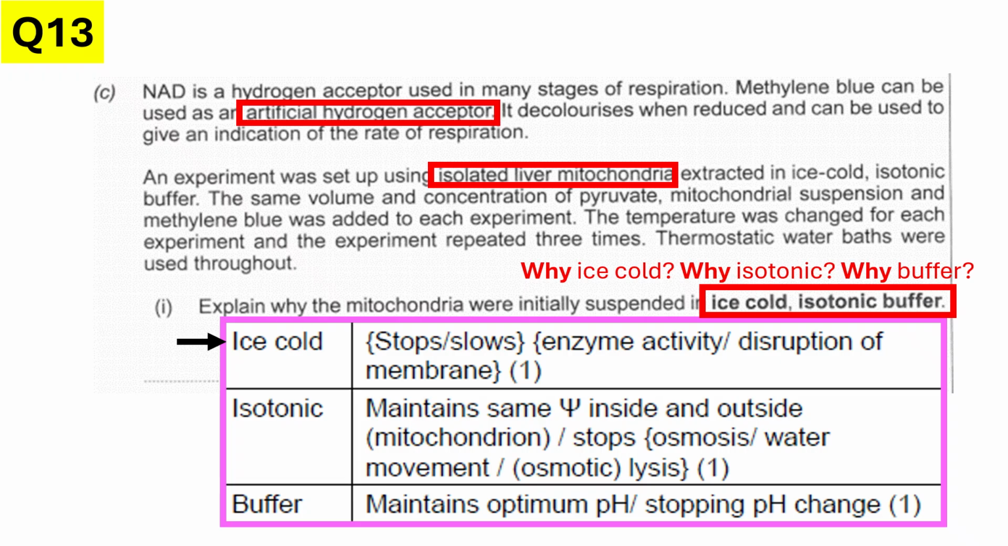The ice-cold liquid or suspension liquid slows the activity of potential hydrolytic enzymes, for example, from ruptured lysosomes. Isotonic maintains the same water potential inside and outside the mitochondrion, so there's no net osmosis in or out, so there's no osmotic lysis, for example, of the mitochondria, or they don't shrivel. And the pH buffer maintains the optimum pH for all the enzymes like dehydrogenase and decarboxylase inside the mitochondria.